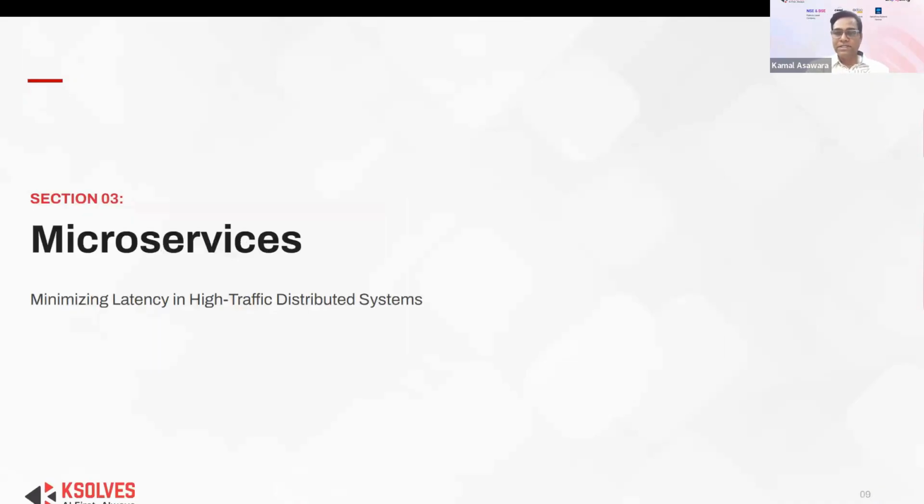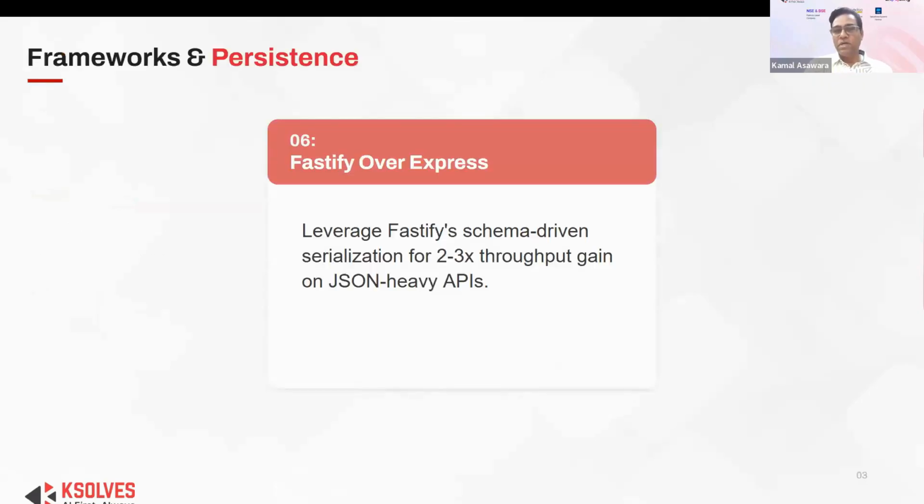Let's discuss on the microservice level, what you can achieve and what other options there are apart from Express. Express is good for most scenarios, but if your APIs are JSON heavy, then you should consider using Fastify. Fastify is actually faster; it will provide you 2 to 3 times the throughput compared to Express.